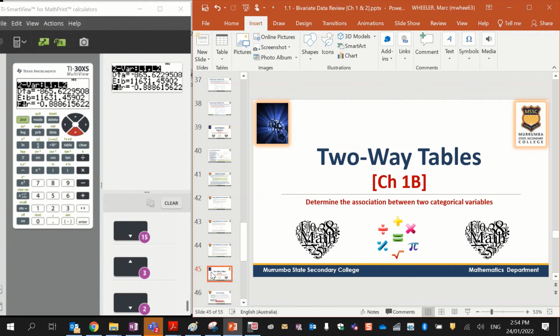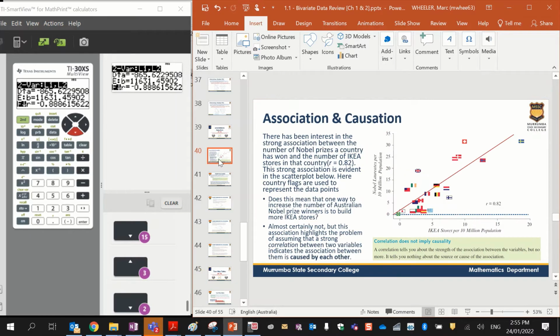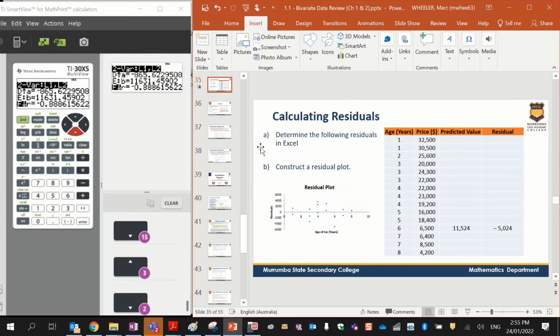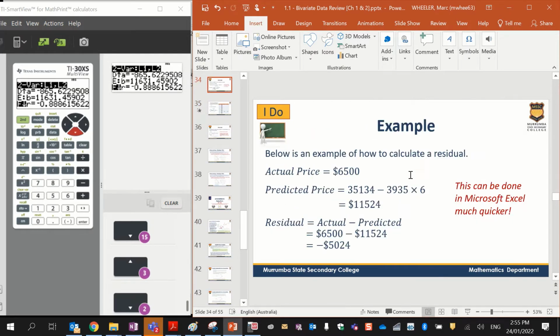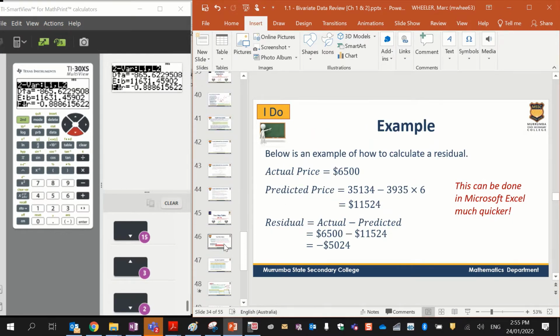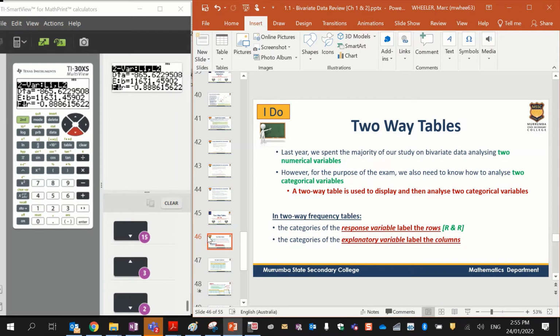The next thing we need to cover is two-way tables. This is actually a chapter 1 topic that I should have included in the last video. It looks at the relationship between categorical variables, because everything we have done so far is looking at two numerical variables. So just a reminder that you can use two-way tables for categorical variables.